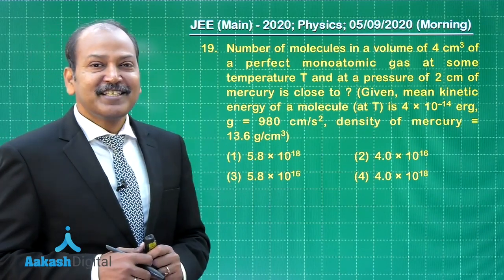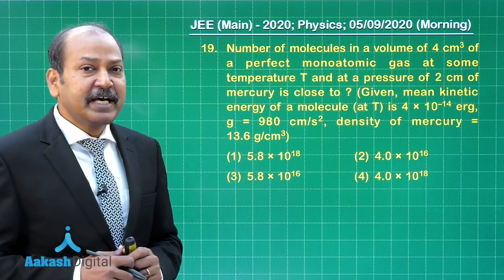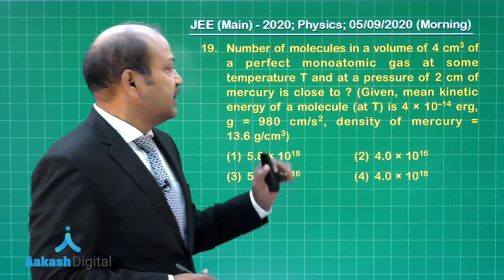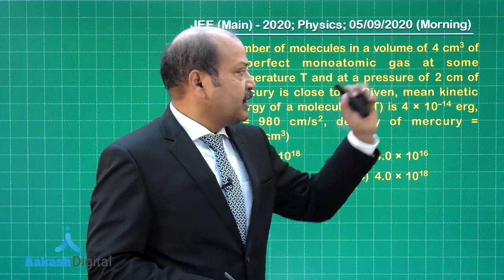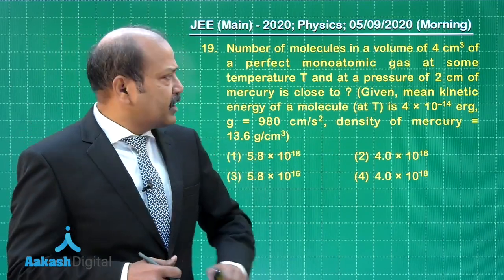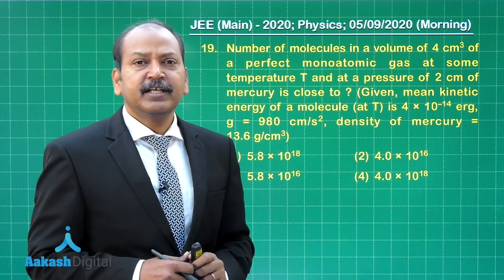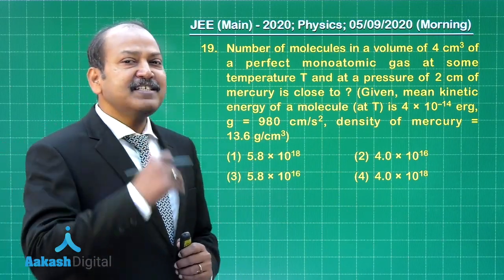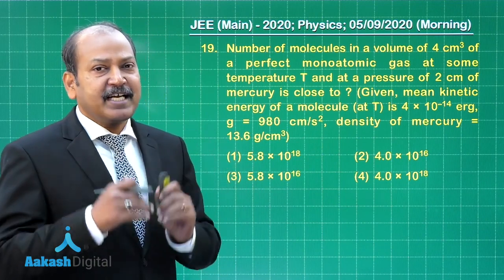Clearly the question is related to the kinetic theory of gases. It is also about finding the pressure in terms of the length of the mercury column. We need to convert that. Since the units here are CGS, we shall convert that pressure into CGS units by putting pressure as rho g h.